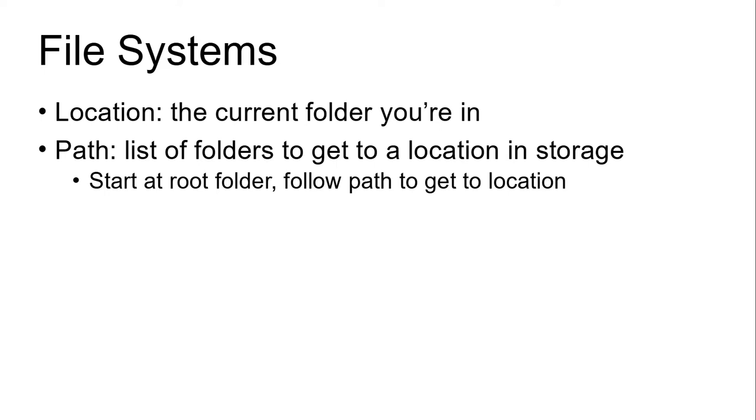Now, when you're working with a file system, the location is the current folder that you're in. So in the previous scene, I was in the Word folder. Now, the path is the list of folders that you need to follow in order to get to a certain location in storage. My path in the last example, and I'll show it again in just a second, was my storage device called blah. From there, you click on the Word folder, and that will take you to the inside of the Word folder. So that path will start at the root folder of a specific storage device, and then it will follow that list of folders in order to get to the final location that that path leads to or points to.